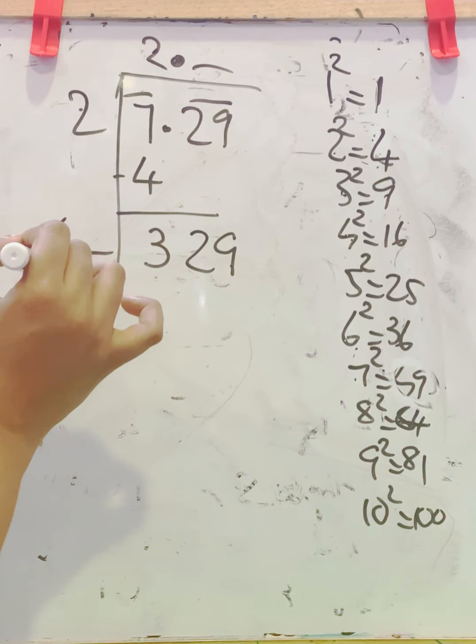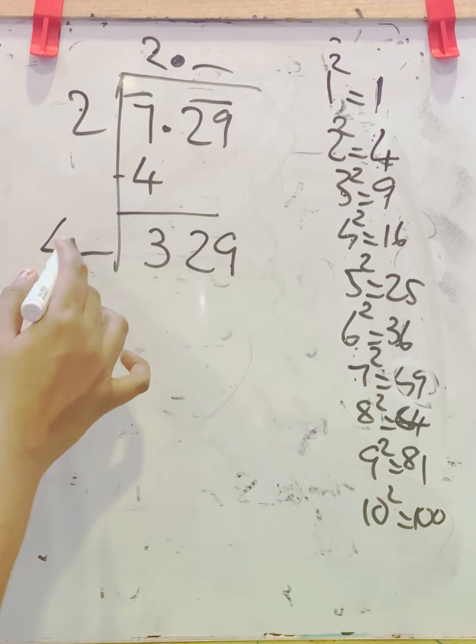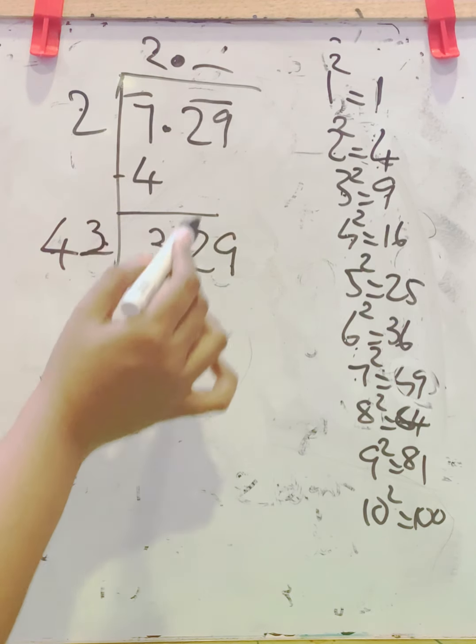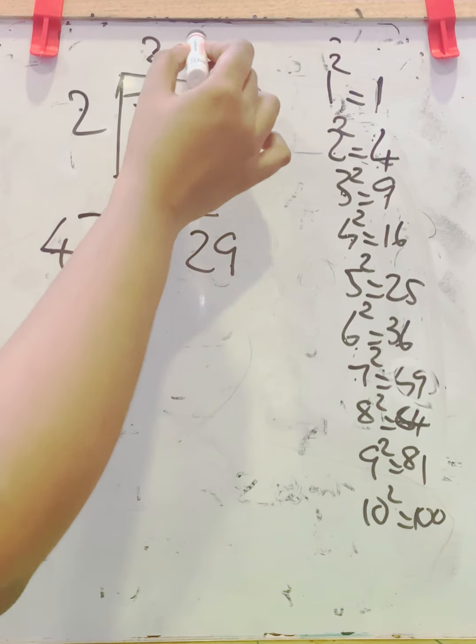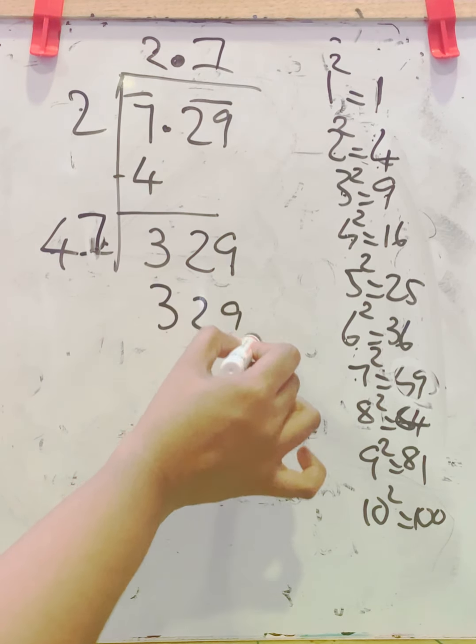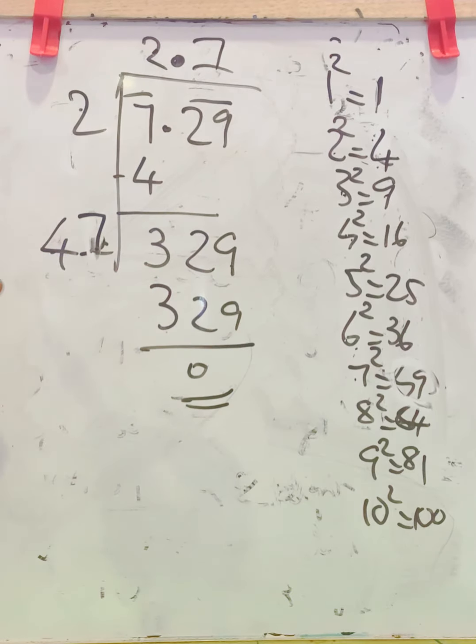You can check it with 3. Now, if you check it with 3, that is 43 3s are, no, it is not 329. So, next number is 7. 47 into 7 is 329. So, the square root of 7.29 is 2.7.